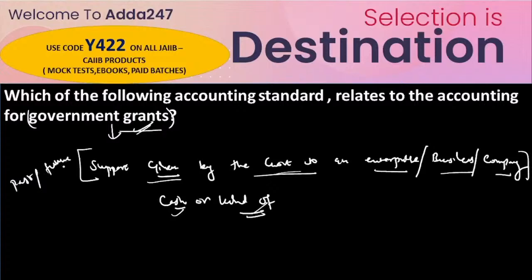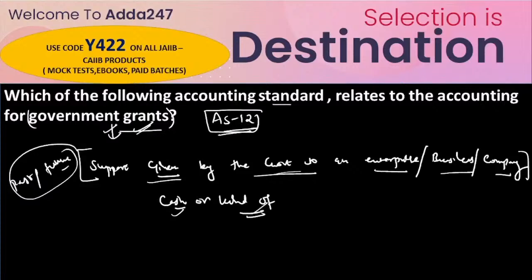So if the question is which of the following accounting standards relates to the accounting for government grants, the answer would be accounting standard 12. Okay, so accounting standard 12 is related to government grants, which is support given by the government to an enterprise, business, or company.